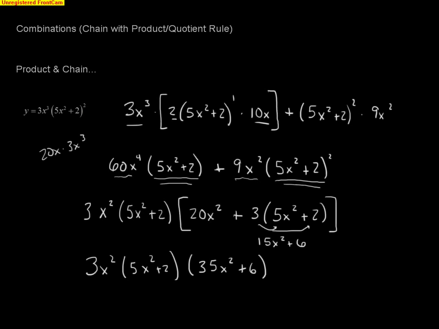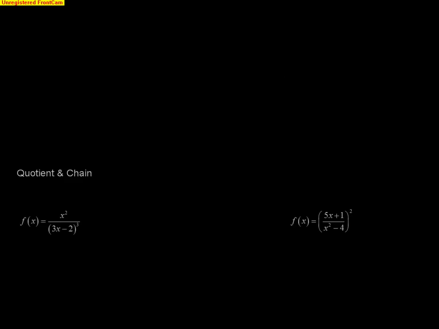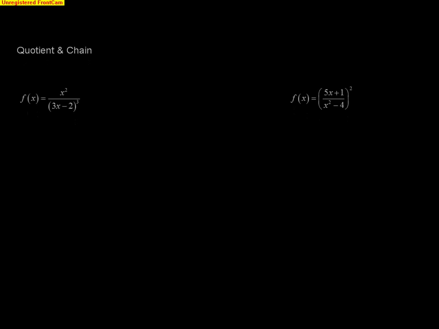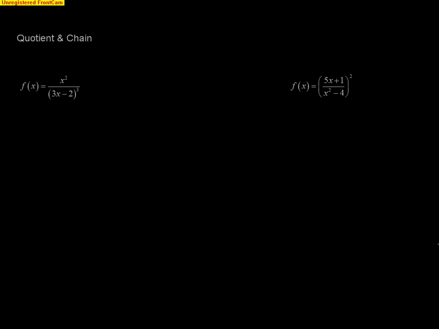Okay, let's keep moving here. We're going to have a quotient and a chain rule now. Okay, so let's talk our way through this one. Alright, so that's going to be bottom 3x minus 2 cubed times the derivative of the top, 2x, minus the top, x squared, times the derivative of the bottom. So here's your chain rule.